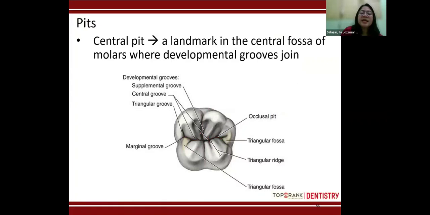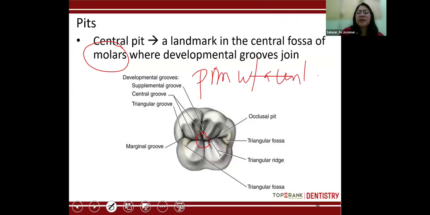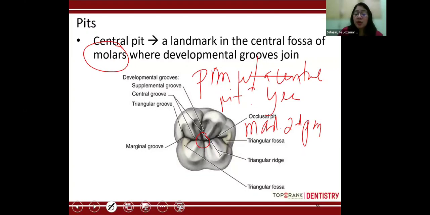Okay, so central pit, this is a landmark in the central fossa of molars where developmental grooves join. Okay, but is there a premolar with a central pit? Yes or no? Yes, meron. Anong premolar ang merong central pit? There is only one premolar with a central pit. Yes, again, your mandibular second premolar. All mandibular second premolars? No, again, it's the Y type.